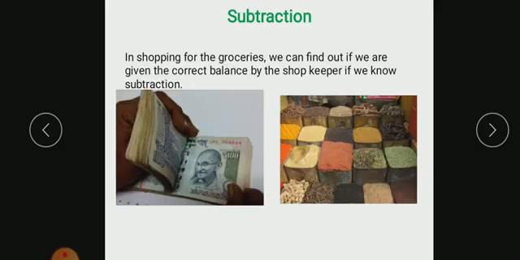Now, where do you use subtraction in your daily life? In shopping for groceries, we can find out if we are given the correct balance by the shopkeeper if we know subtraction.